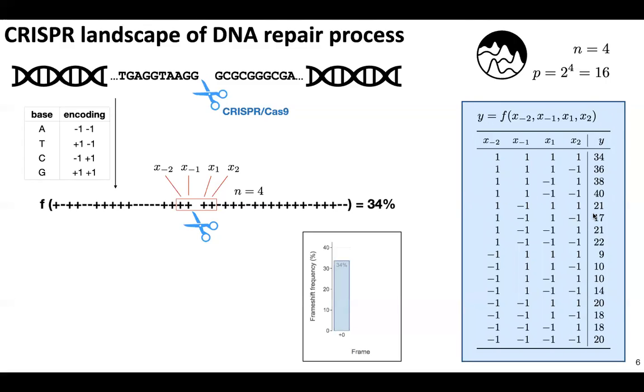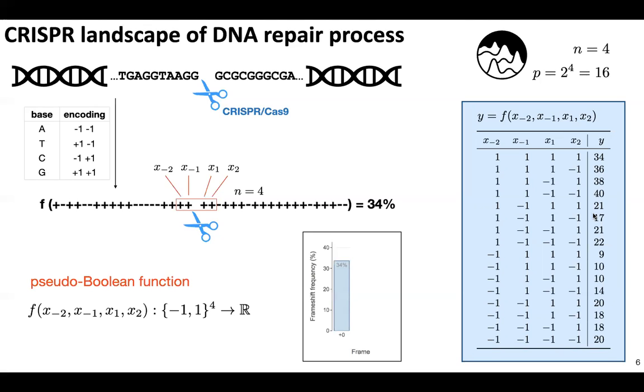We can construct a similar landscape for other DNA outcomes. For example, the fraction of cells that get a single nucleotide insertion, which we have shown in the paper, but I'm going to stick to zero frame shift as my running example in this talk.